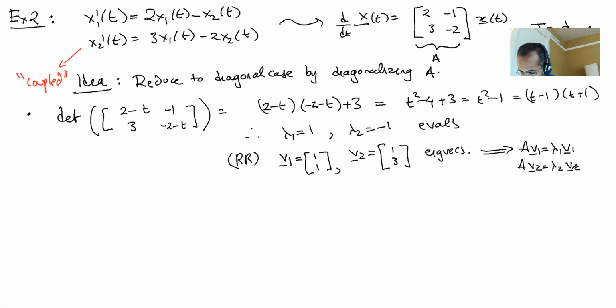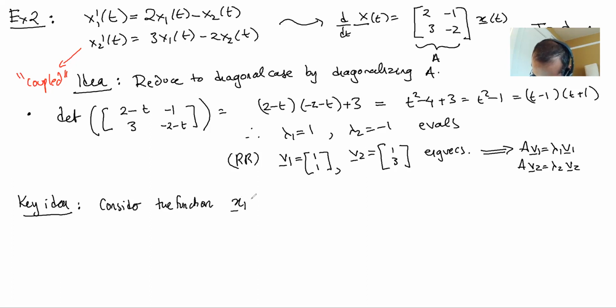And what that means is that, if you look at functions that are multiples of the eigenvector, then multiplication by A is just going to become multiplication by a number. Okay, so let me write this out explicitly. So the key idea is to consider the function, let's call it x1 of t, to be e to the lambda 1 of t times v1.